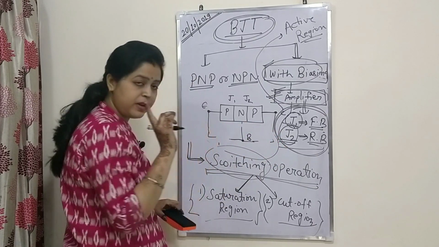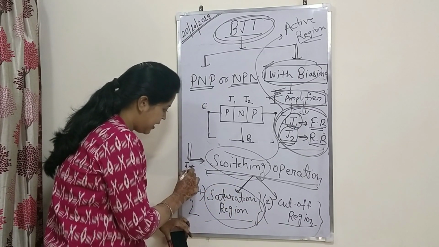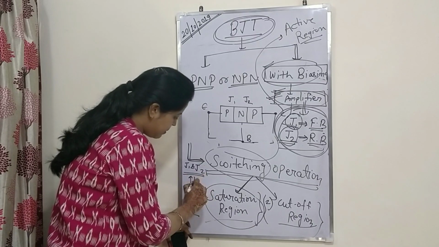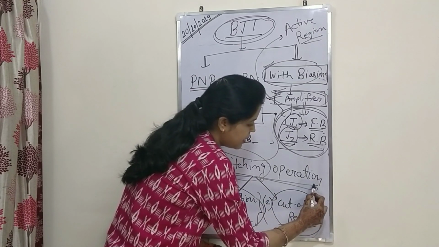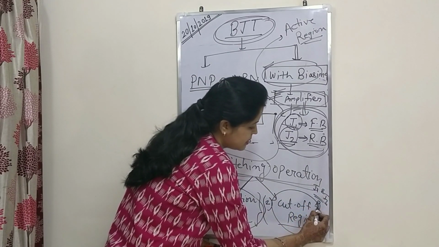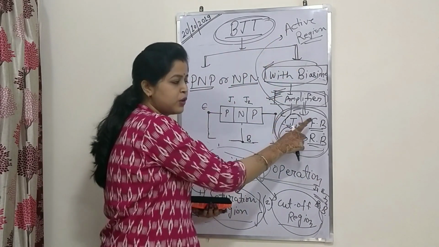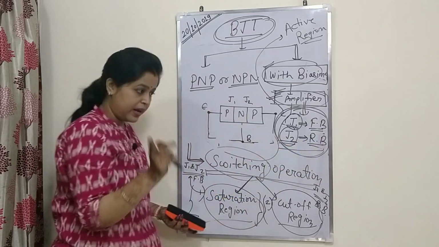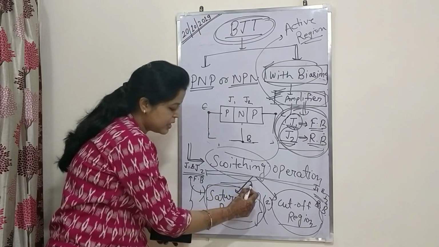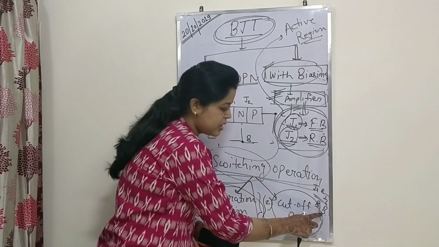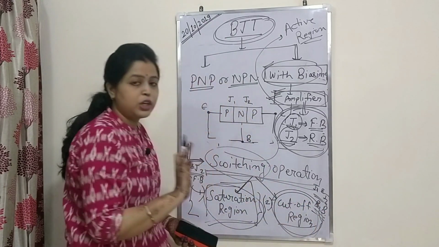So now what will happen in case of saturation region? Both the junctions, J1 and J2, will be forward biased, while in cutoff region J1 and J2 will be reverse biased. I am again repeating, if the transistor is operated in active region, then J1 is forward biased, J2 is reverse biased, while when both the junctions are forward biased, such a region is called saturation region, while when both the junctions of the transistor are operated in reverse biasing, it is called cutoff region.